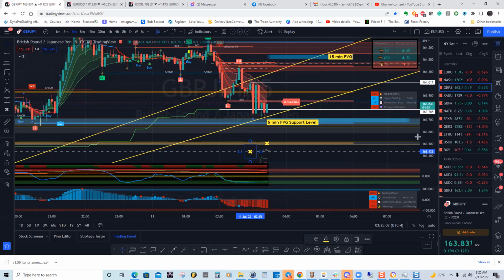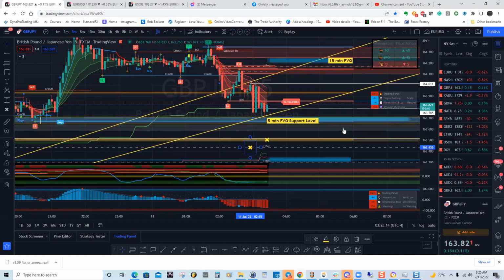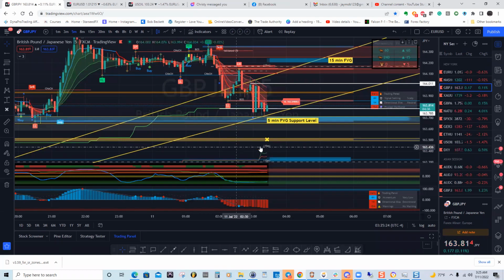Okay, so let's see. Where's the second TP? Okay, so it's still, see how it raised above 163.75. Now it's come down again. See, this is like an emotional coaster. All right, where's the second TP at? Going to be down here.